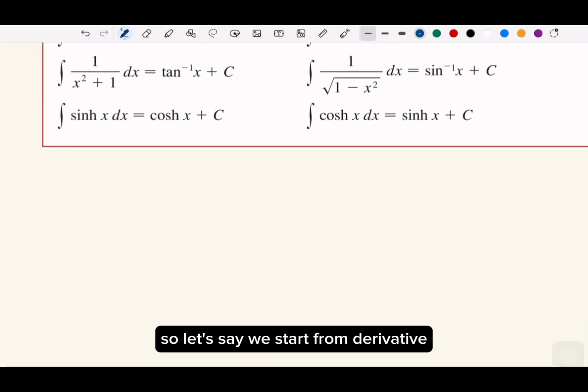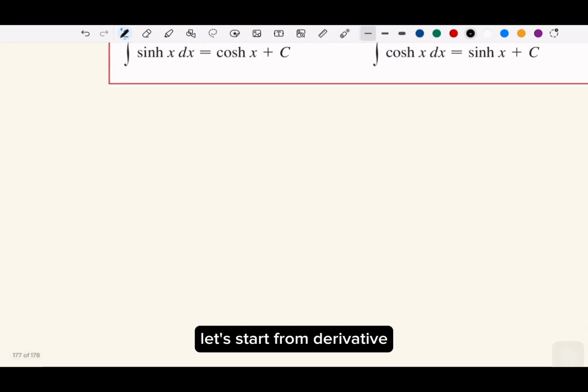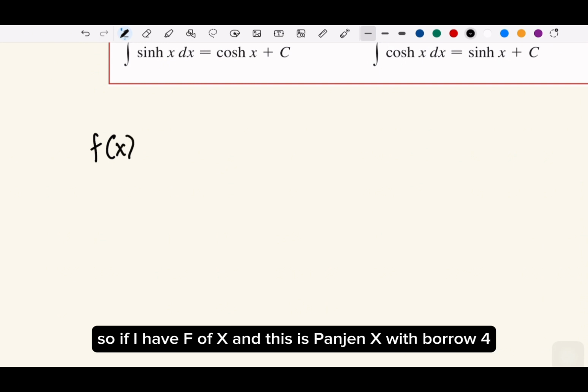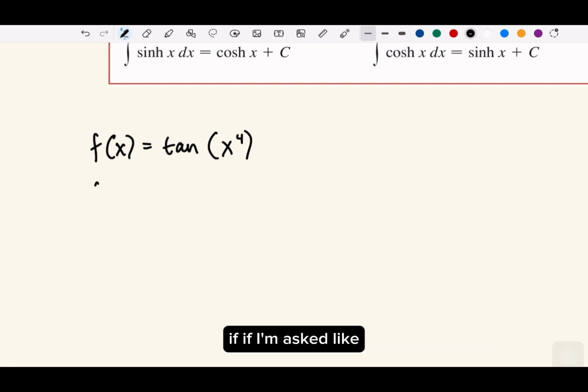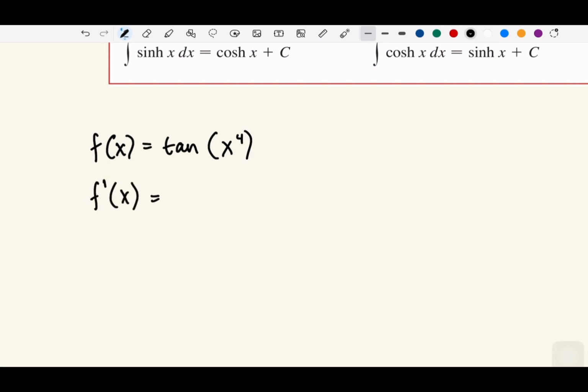So let's say we start from derivative. Okay, let's start from derivative. So if I have f of x and this is tangent x with power of 4, if I'm asked what will be the derivative of this? What is the derivative?